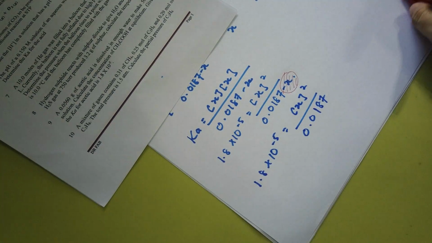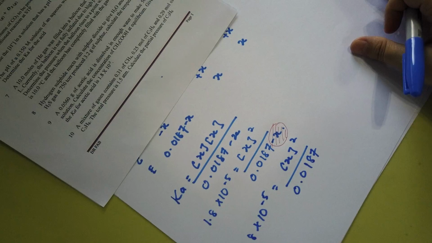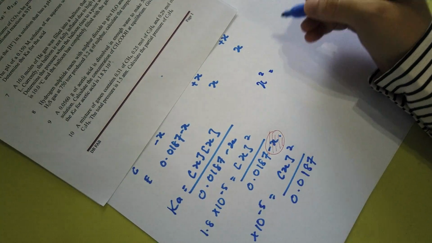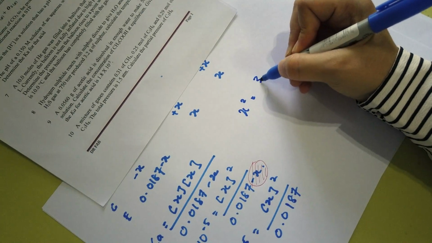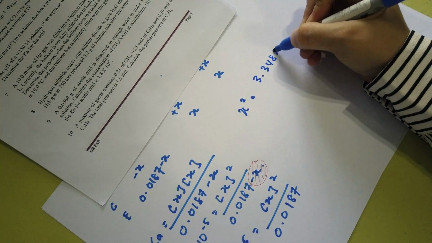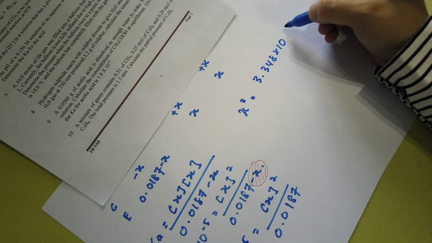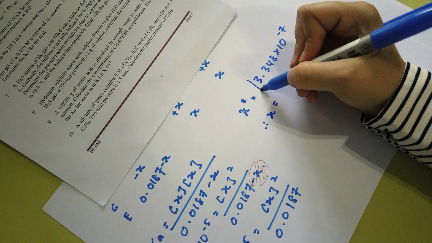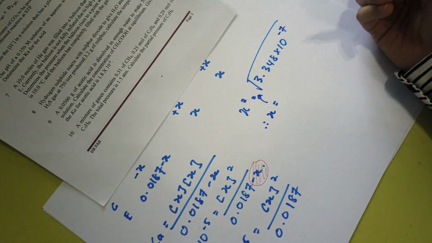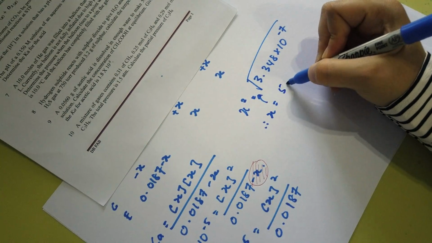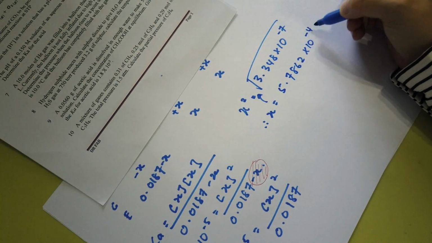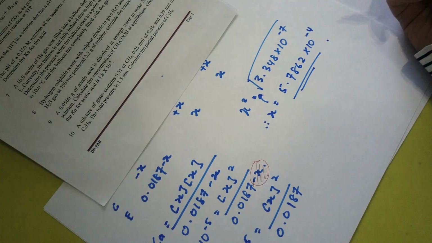So you will get 1.8 times 10 to the power of negative 5 equivalent to x squared divided by 0.0187. It's easier to get the value of x, where from this calculation you get x squared equivalent to 3.348 times 10 to the power of negative 7. Therefore your x is the square root of this, which is 5.7862 times 10 to the power of negative 4. So this is your value of x.